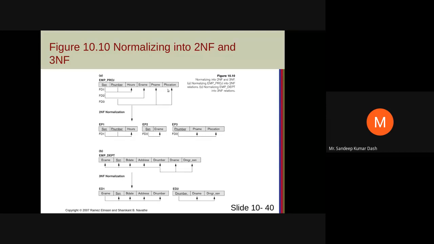In FD3, what happens? P name and P location are dependent on P number only. So you take them out and make a separate relation. In that relation, P number is designated as the primary key. Because whenever you are drawing a schema, you have to mark which are the primary keys of that relation.